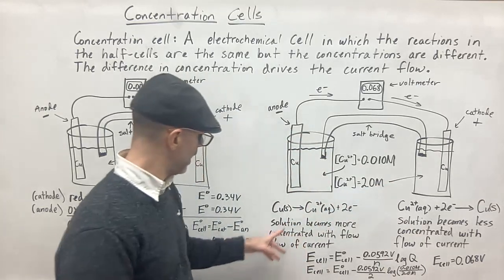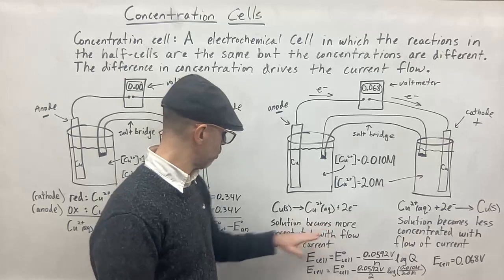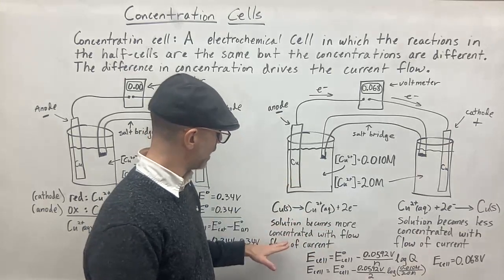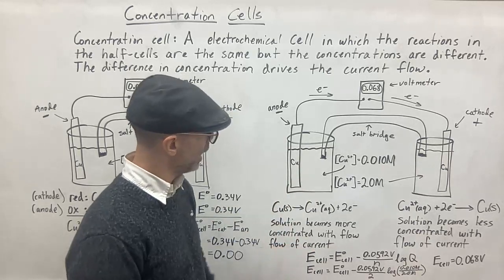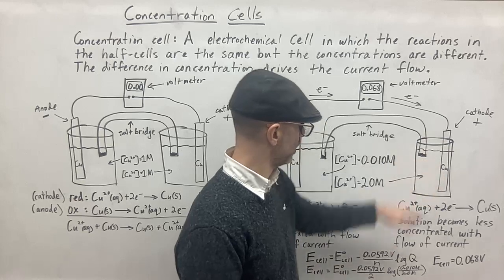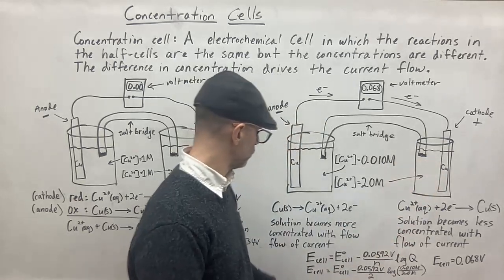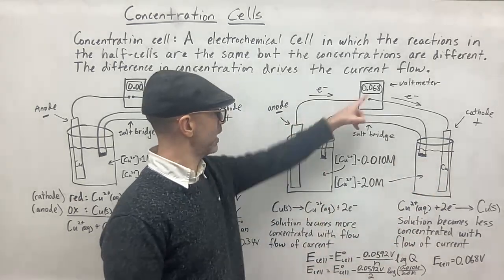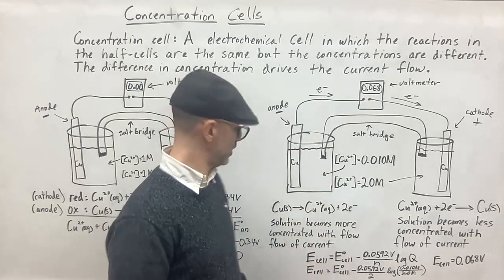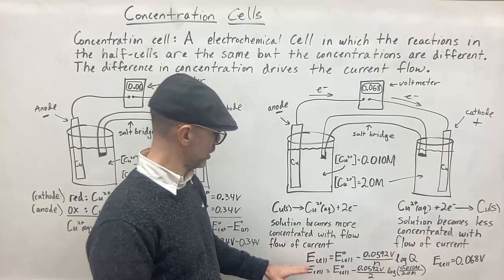So as I've written here, the solution becomes more concentrated with the copper 2 plus ion as the current flows. And same over here, the solution here becomes less concentrated as the current flows. And so in order to calculate the cell potential, we need to use the Nernst equation. So here we have the Nernst equation.